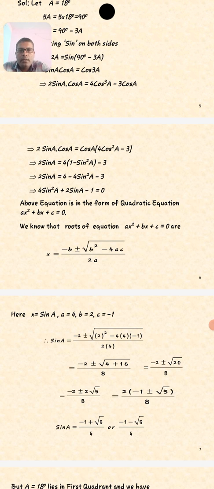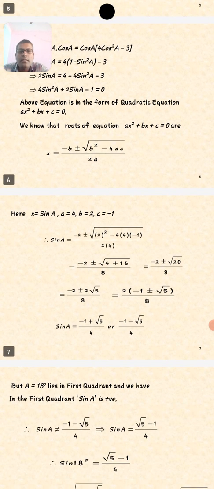We know that the roots of the equation ax² + bx + c = 0 are given by the formula x = (−b ± √(b² − 4ac)) / 2a. Here x is sin a, a is equal to 4, b is equal to 2, c is equal to −1.